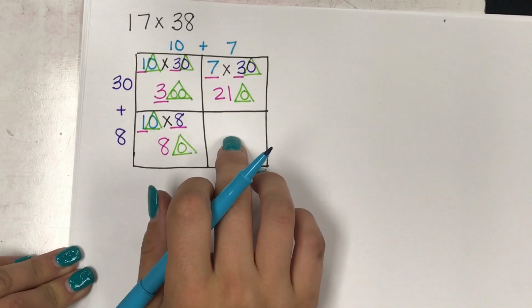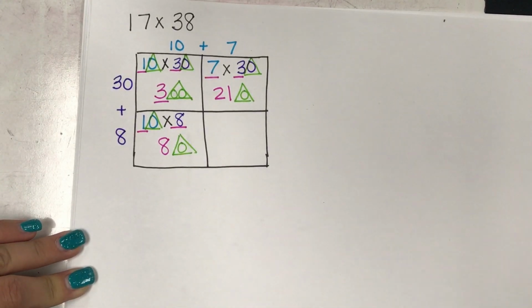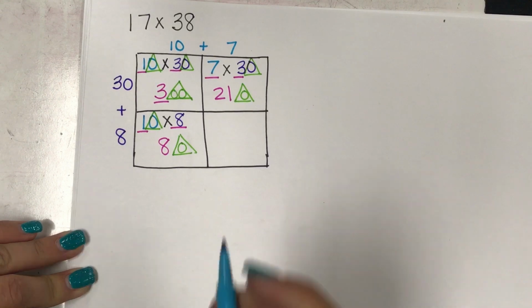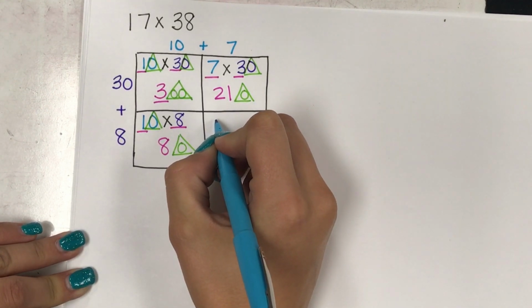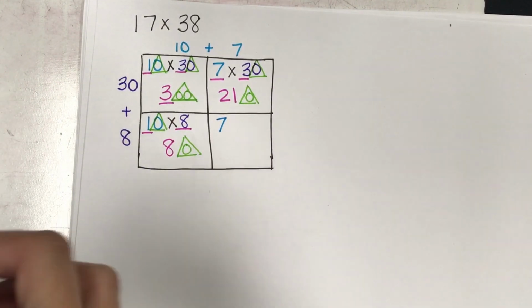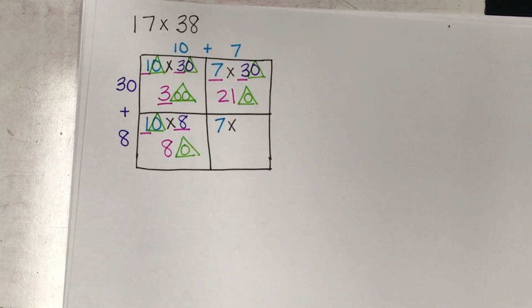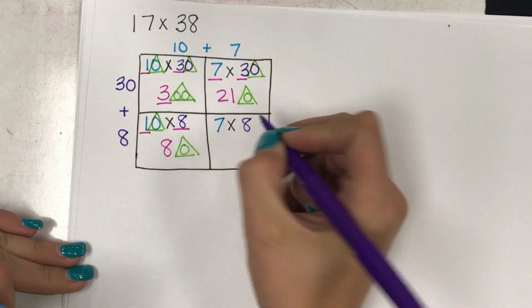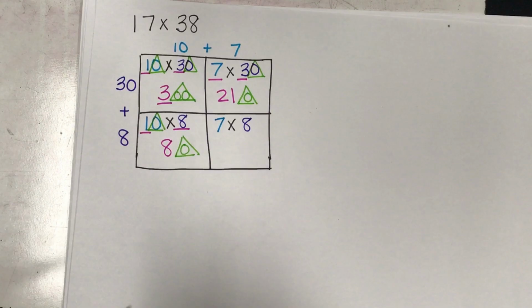What about in this last box that we haven't filled out yet? I'm sorry, I couldn't hear you. 7 times 8. Thumbs up if you agree. Awesome. So, do I have any zeros for this one? No. So, what is 7 times 8? 56.